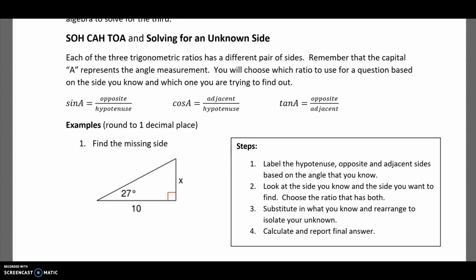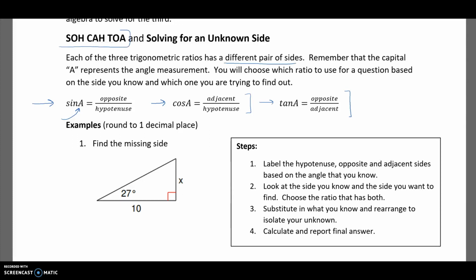First, we'll look at how to solve for an unknown side. Each of the 3 trig ratios, remember, represents a different pair of sides from the right triangle. For example, the sine ratio, sine of angle A, remember those capital letters represent angles, is equal to the ratio of the opposite side over the hypotenuse. The cosine of an angle A looks at the comparison of the adjacent side to the hypotenuse, and the tangent of angle A is equal to the ratio of the opposite side over the adjacent side. So the trig ratio we use for any specific problem is just based on which sides or angles we know.